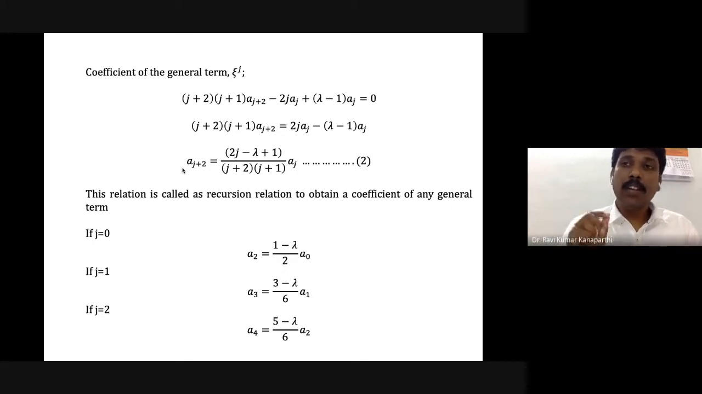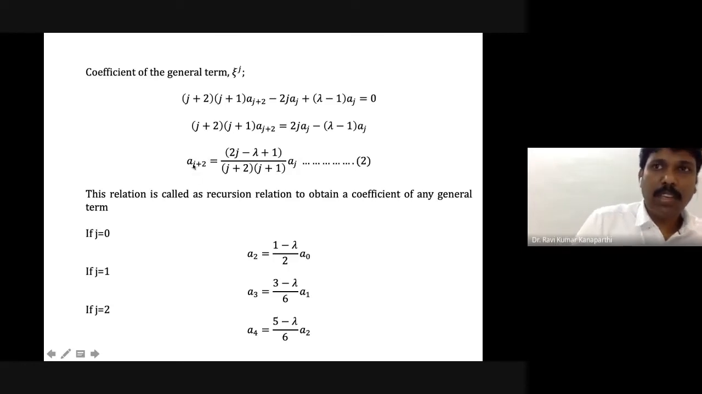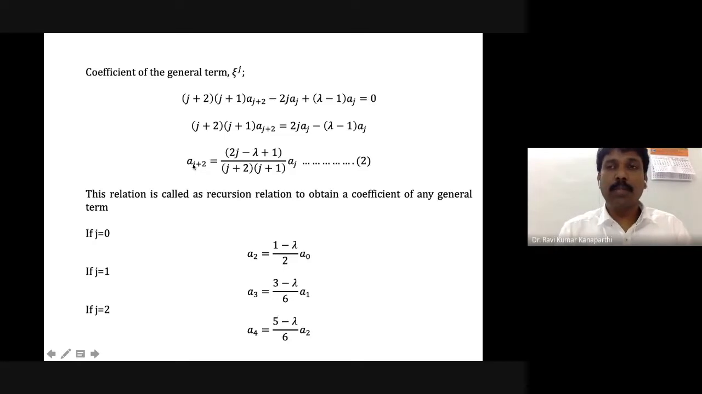Similarly, if I know a_1, then a_3 can be calculated from the recursion relation. Why? Because for the recursion relation there is no restriction on j. j can be any number, starting basically from 0 to infinity. So if I know a_1, then I can calculate a_3. If I know a_3, a_5 can be calculated from the recursion relation.